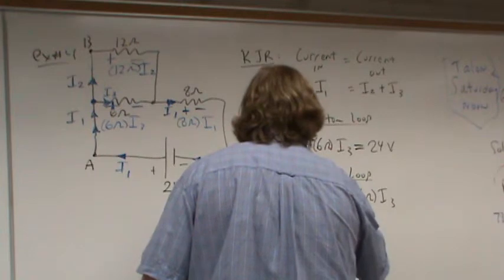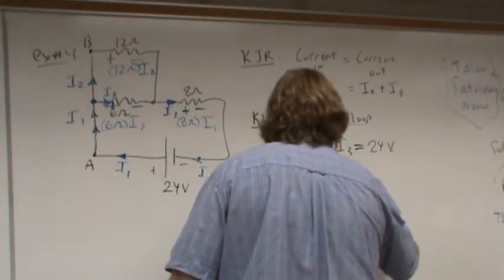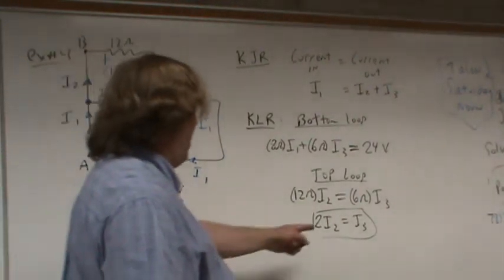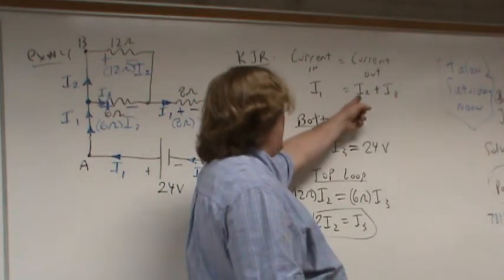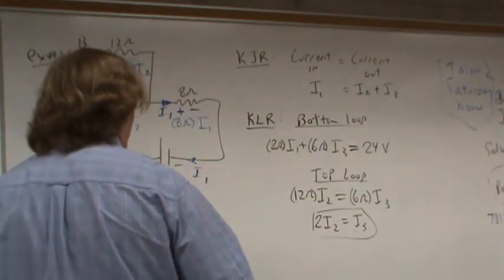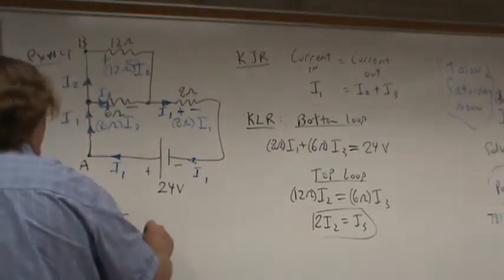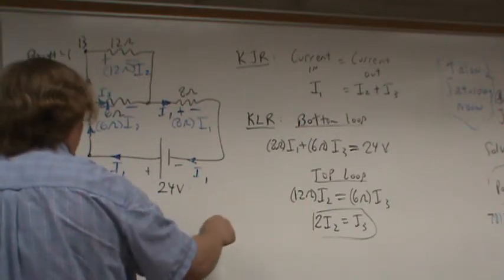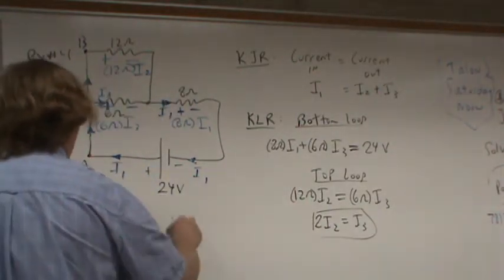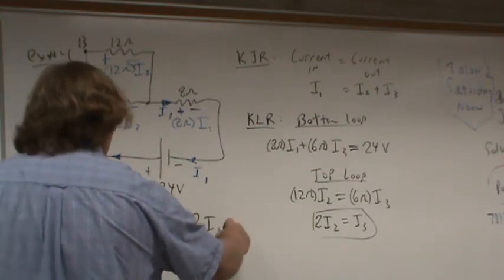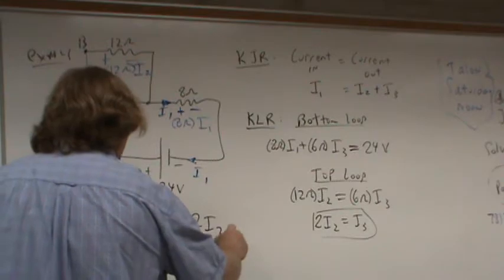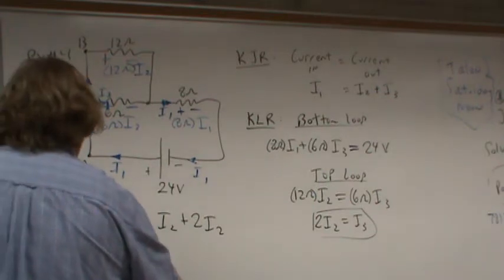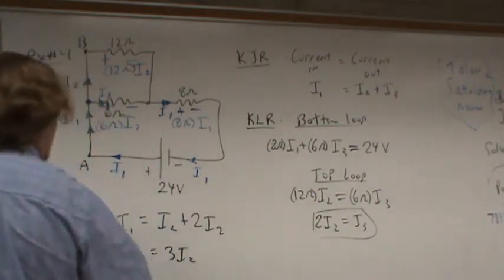Are you okay that 2I2 equals I3? I get that from that. Yeah. And now I'm going to plug this into here to get rid of I2. So now plugging into the top equation, I get I1 equals, I'm going to get rid of I3. I1 equals I2 plus 2I2. Are you okay with that? I took away the I3 and put 2I2 in there, which means I1 equals 3I2.